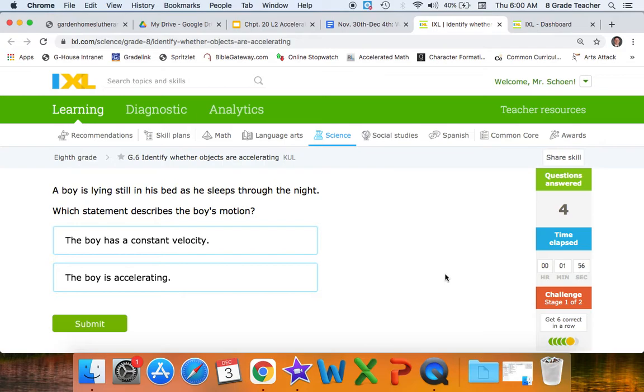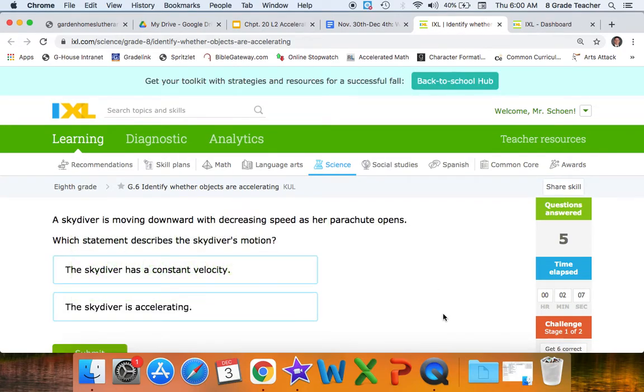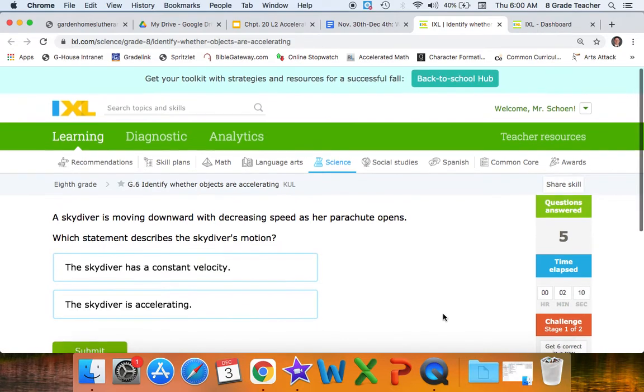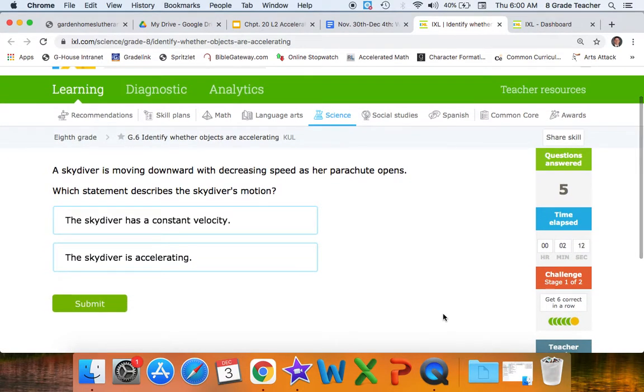Technically, because you're on Earth's surface, you're part of the rotation of the Earth, but because there's no speed up, no slow down, and no change in direction, we're going to say constant velocity with that motion of the Earth. A skydiver is moving downward with decreasing speed as her parachute opens.